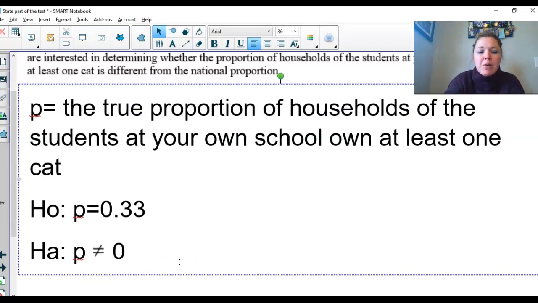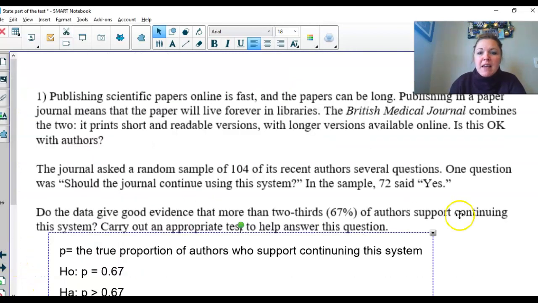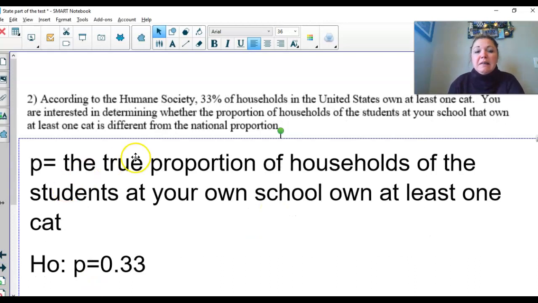Okay, so one common question is how do I know which way that HA should go? Should it be a not equal to? Should it be a less than? Should it be a greater than? You really want to look for words that help you decide what that HA should be. So "more than 2/3" told us that we're looking for a greater than here for that HA. "Different" doesn't mean more than, that doesn't mean less than, just different, which is a not equal, okay?